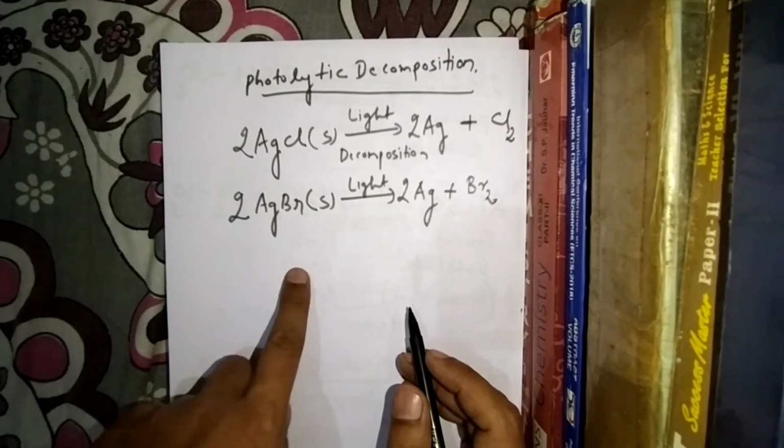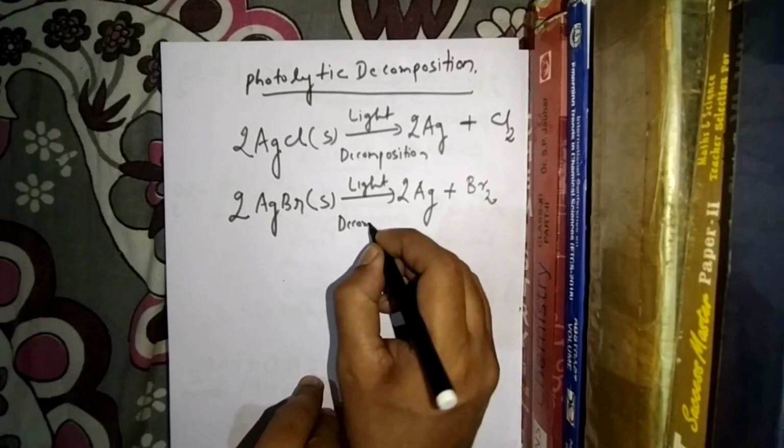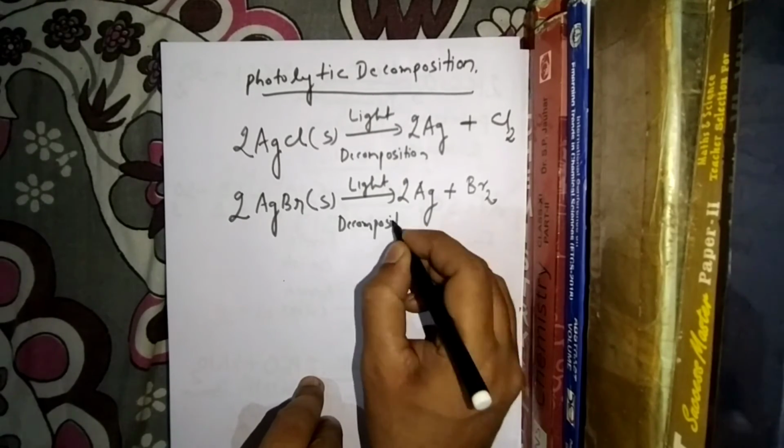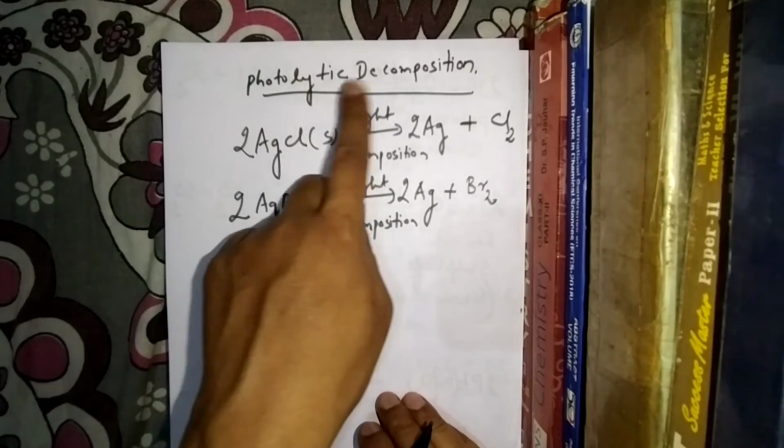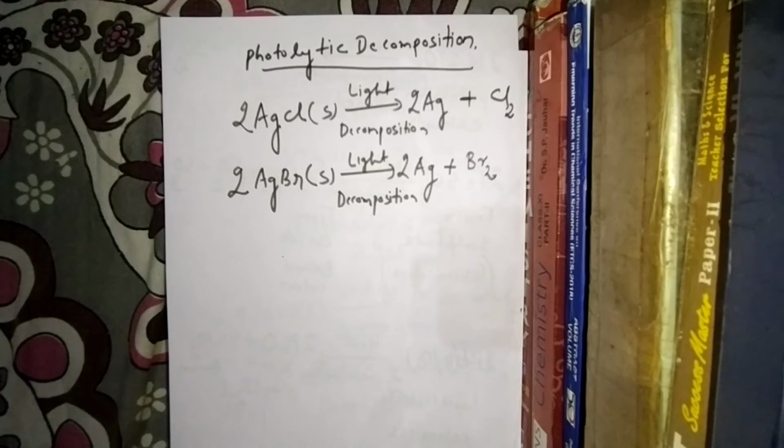Okay, so these are the two examples where decomposition reactions are taking place in the presence of light. So this is your photolytic decomposition reaction. तो आपने सीख लिया decomposition reactions. आप समझ गए कि decomposition reactions are those reactions in which a compound splits up into two or more simpler substances. Now this decomposition reaction is of three types.